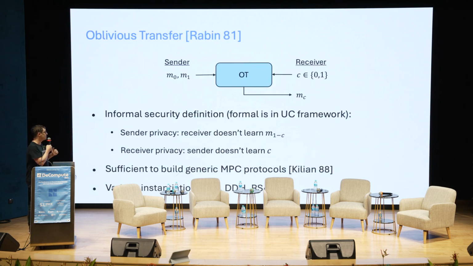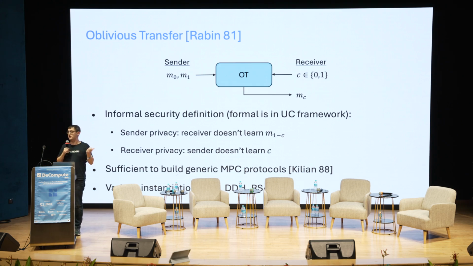So what is oblivious transfer? Oblivious transfer is a two-party protocol between the sender and the receiver, where the sender holds two messages and the receiver holds a bit. At the end of the protocol, the receiver learns one of these messages based on their choice bit, and the sender learns nothing. The formal security definition has to be done precisely in the UC framework, but informally, you should think about it as privacy with respect to the sender, meaning that the receiver must only learn one message and should not learn the other message that does not correspond to their choice bit. And privacy with respect to the receiver is that the sender must not learn the choice bit of the receiver.